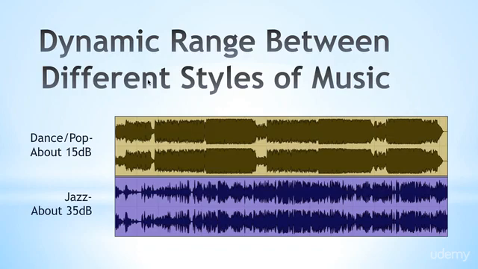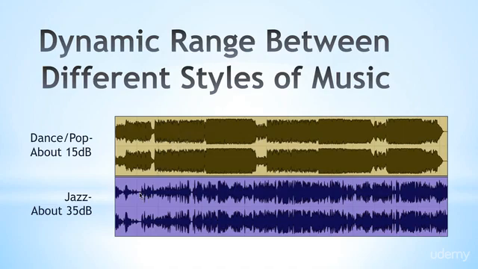In music, there's definitely a difference in dynamic range between the different styles of music. Here are just two examples. The first is a dance pop track, and the dynamic range here is about 15 decibels. So if we look at the quietest section here to the loudest section, that's about 15 dB of volume difference.